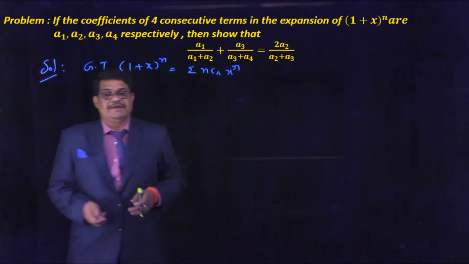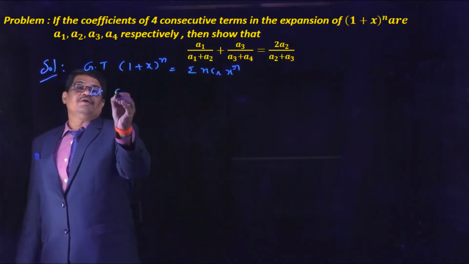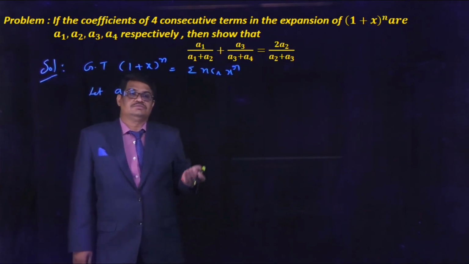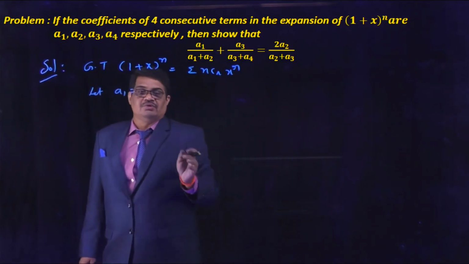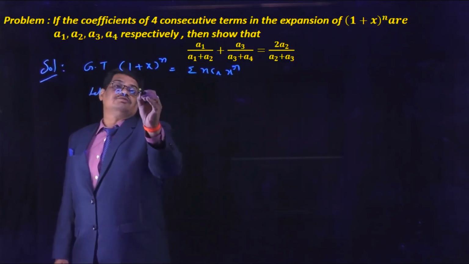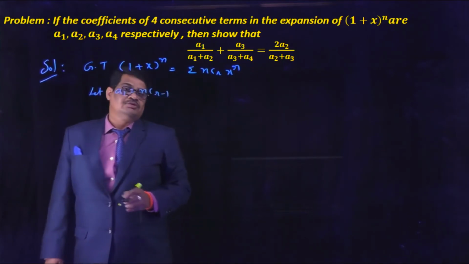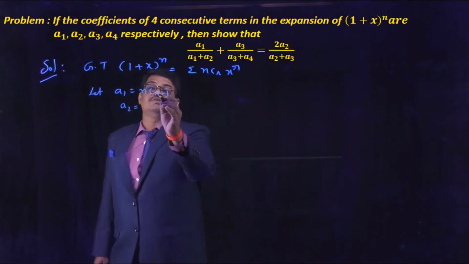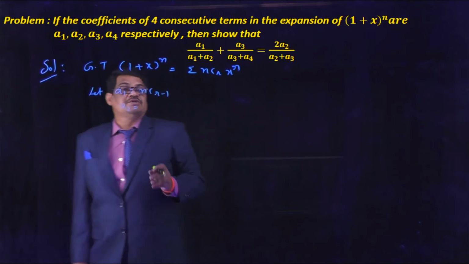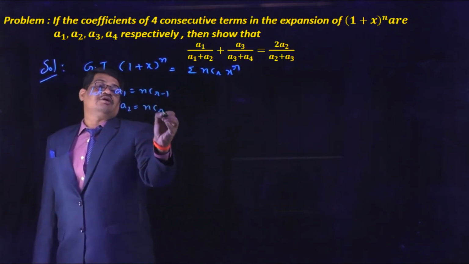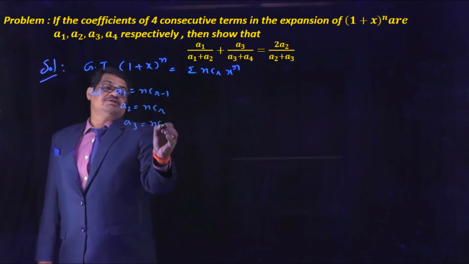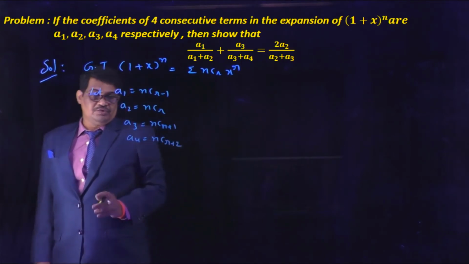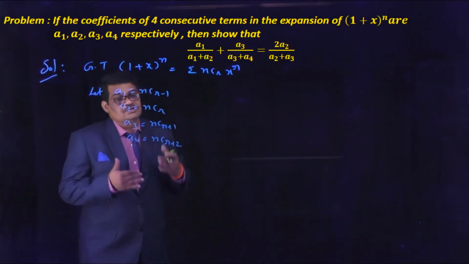Now we take a1 as the coefficient of the term T(r−1). Then we take nC(r−2). Next we take a2 as the r-th term coefficient, nC(r−1). The T(r+1)th term coefficient is nCr, and a3 we take as nC(r+1), and a4 we take as nC(r+2). These are the coefficients of 4 consecutive terms.